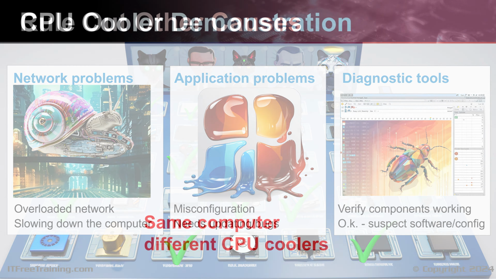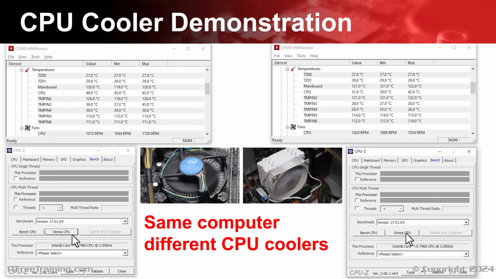Let's have a look at an example. In this demonstration, I have a computer on the left with a CPU cooler that is old, loosely attached, and the thermal paste has dried out. On the right-hand side, I have the same computer, but I have replaced the CPU cooler with a bigger CPU cooler. The CPU cooler has been correctly installed and new thermal paste has been used.